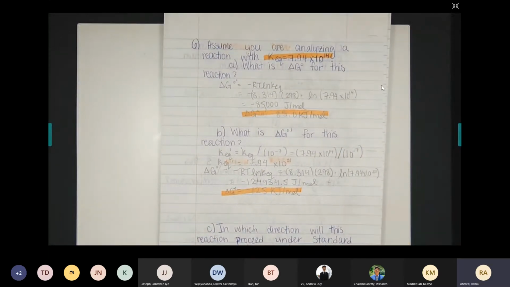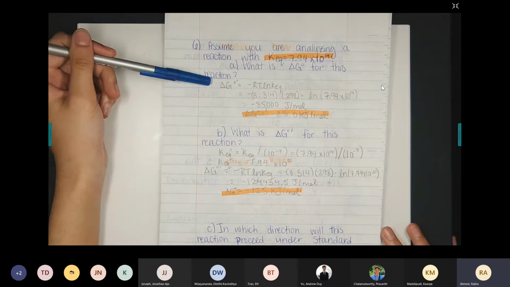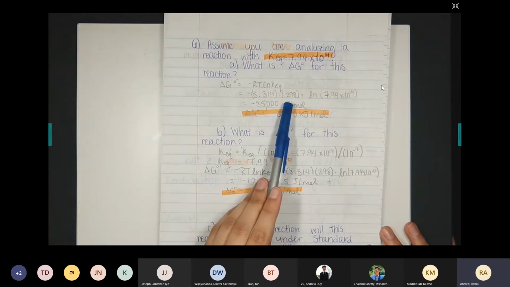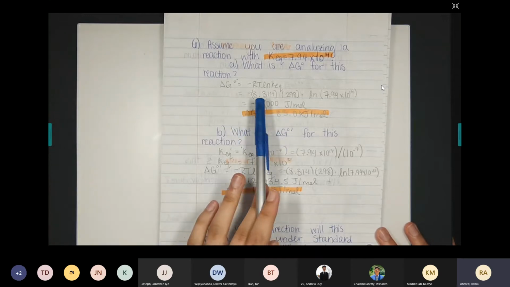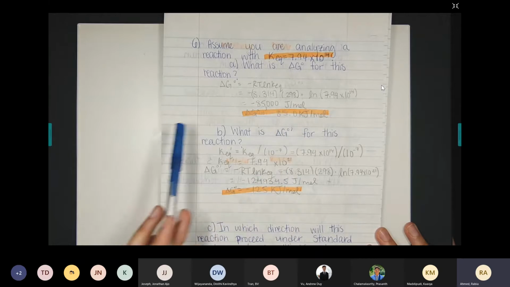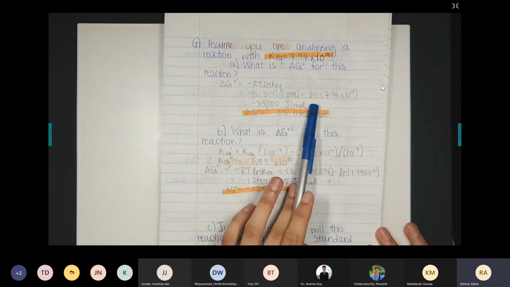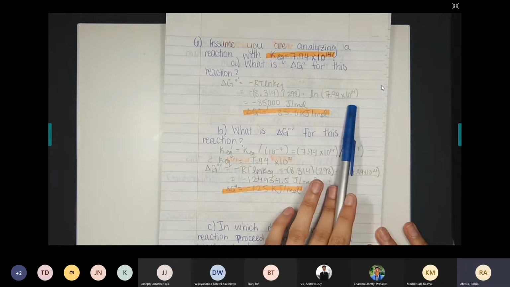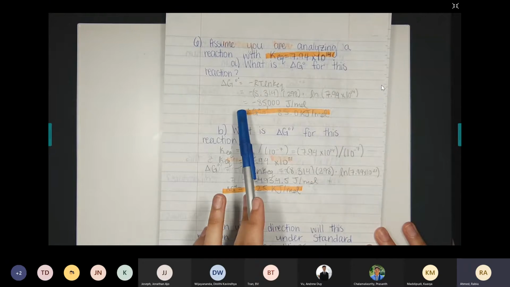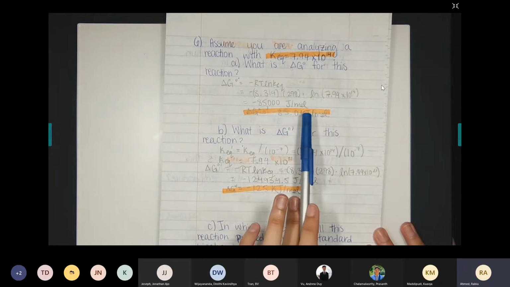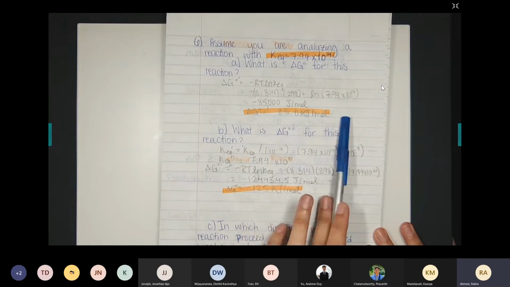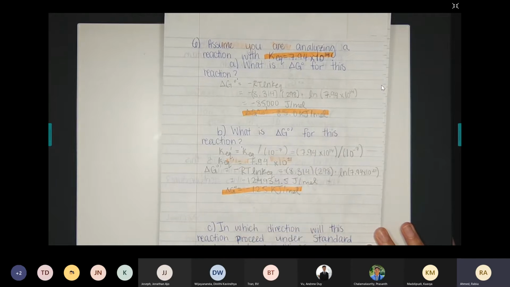So for 6, assume you are analyzing a reaction with KEQ equals 7.94 times 10 to the 14th. What is change of G for this reaction? So change of G, we're going to use that equation, equals negative RT ln KEQ. So that equals negative 8.314 times 298 K times ln of 7.94 times 10 to the 14th, which equals negative 85,000 joules per mole. And then you can convert that to kilojoules per mole.